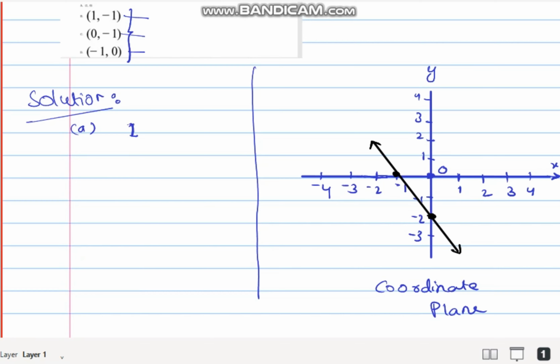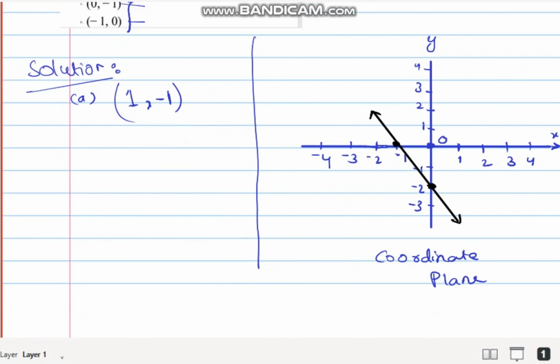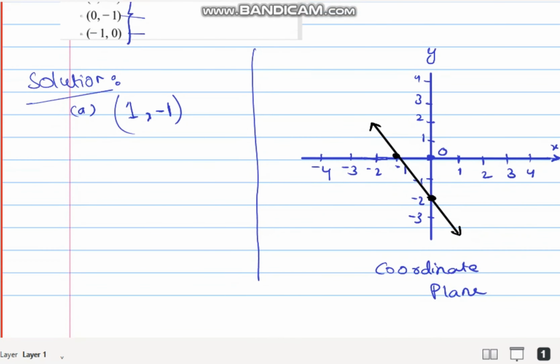First of all, we will check for 1 and minus 1. And what will we check? Does this point lie on the line? Which line? The black line you are watching on the screen. This is 1, minus 1. Does this point lie on the line? So we will check for this. This point means that here x is 1 and y is minus 1.